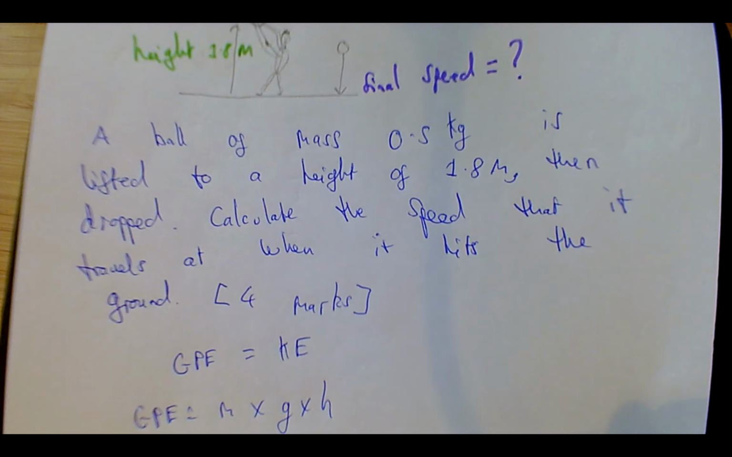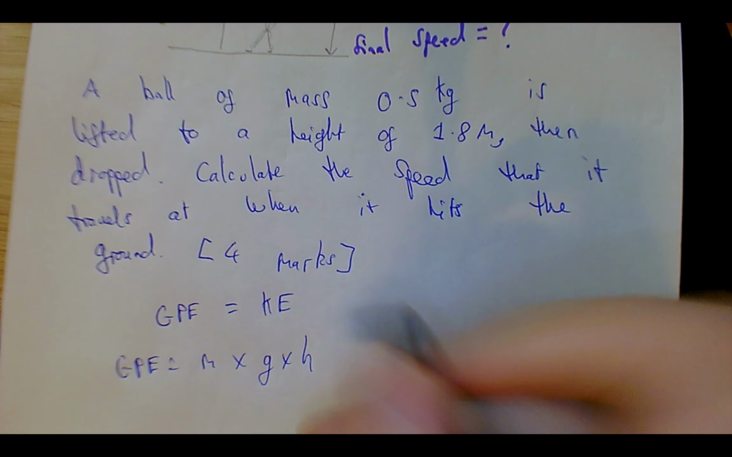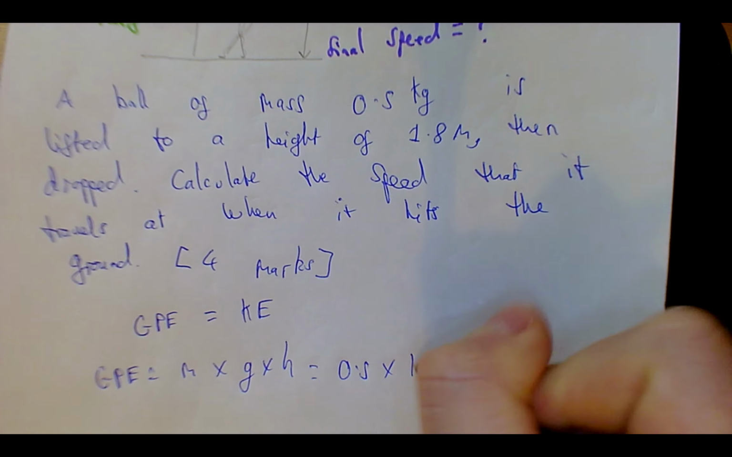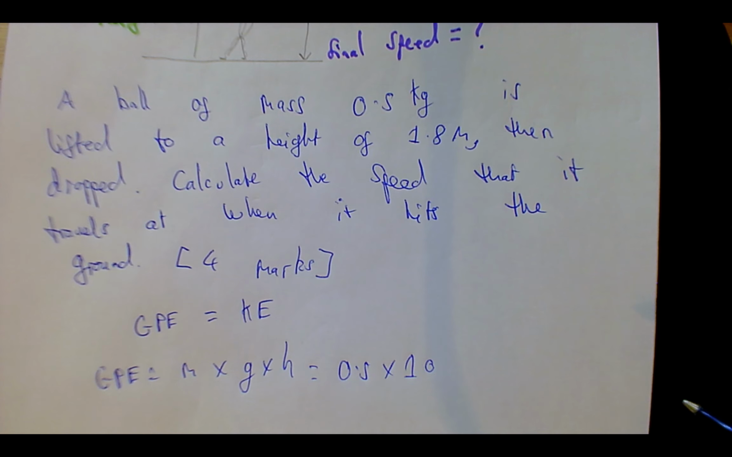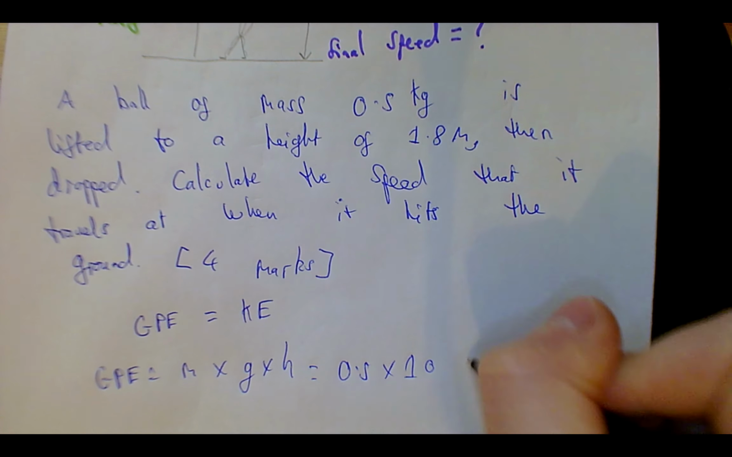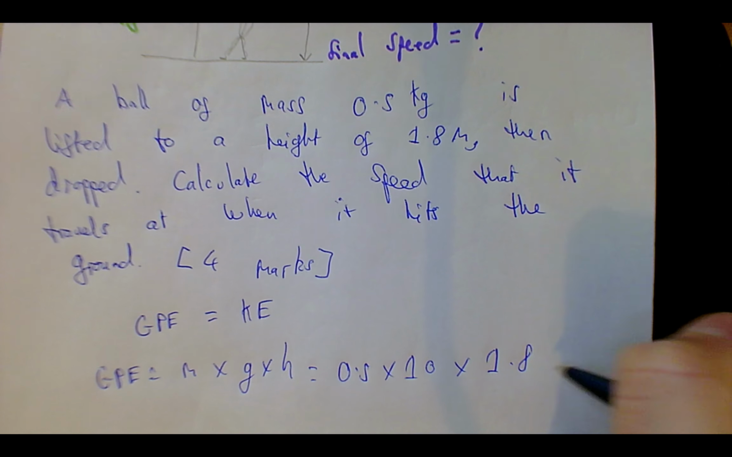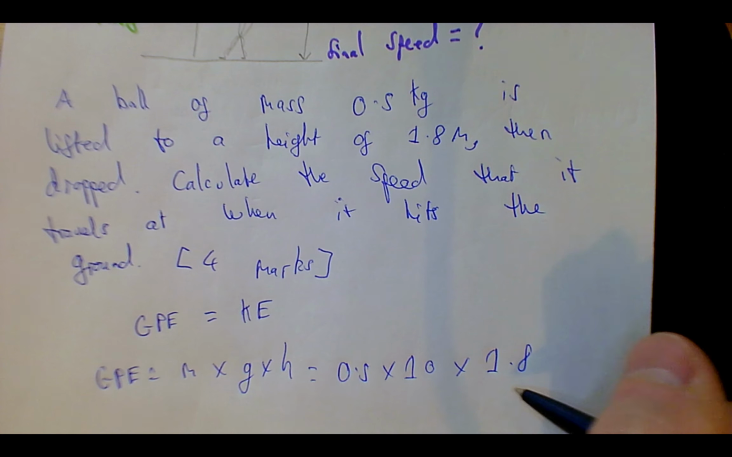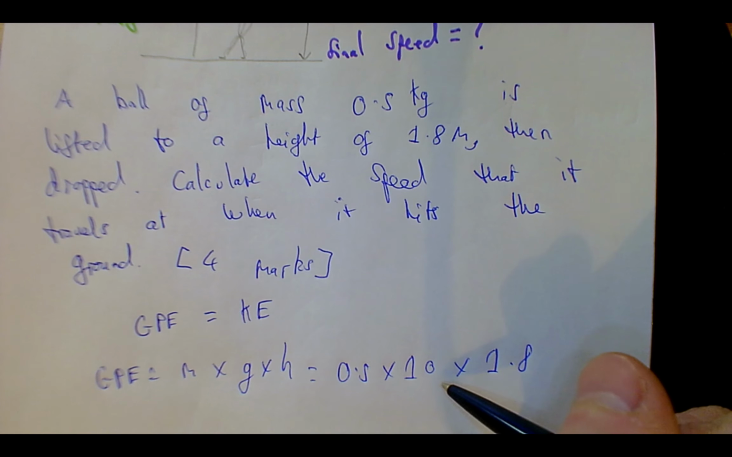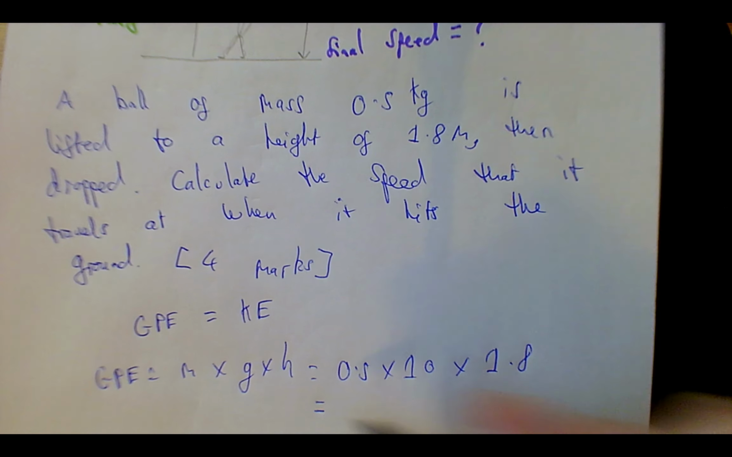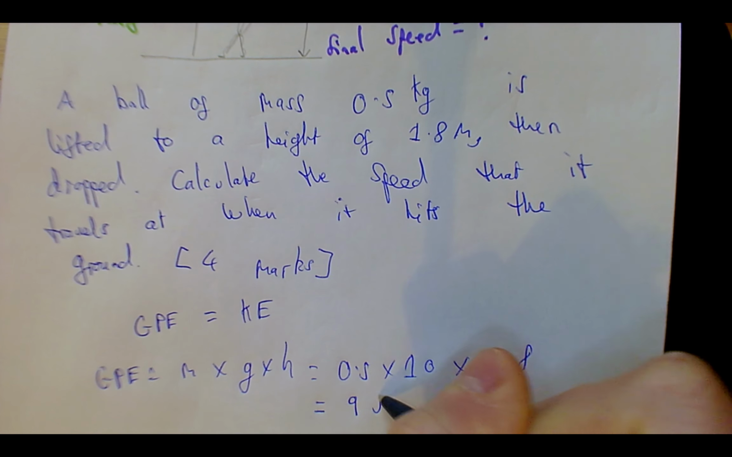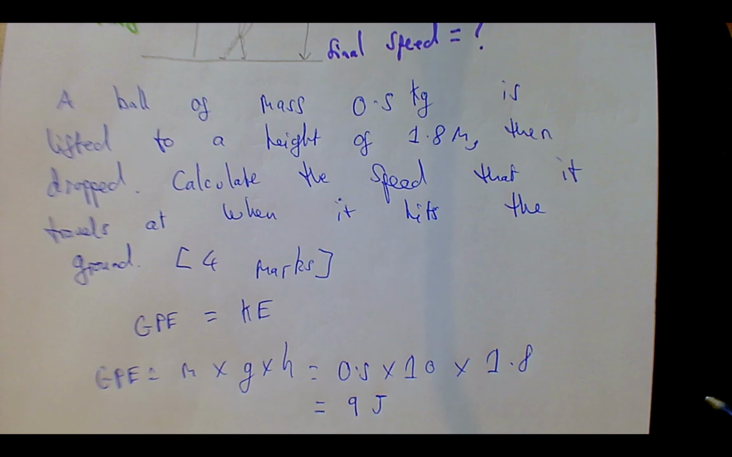Right, the next step is to substitute in the numbers. So it equals 0.5 times our gravitational field strength, which we remember is 10, times the height, which is 1.8 meters. Now's the time to get out your calculator. 1.8 times 10 is 18. Half of 18 is 9. So that gives us a GPE of 9 joules.